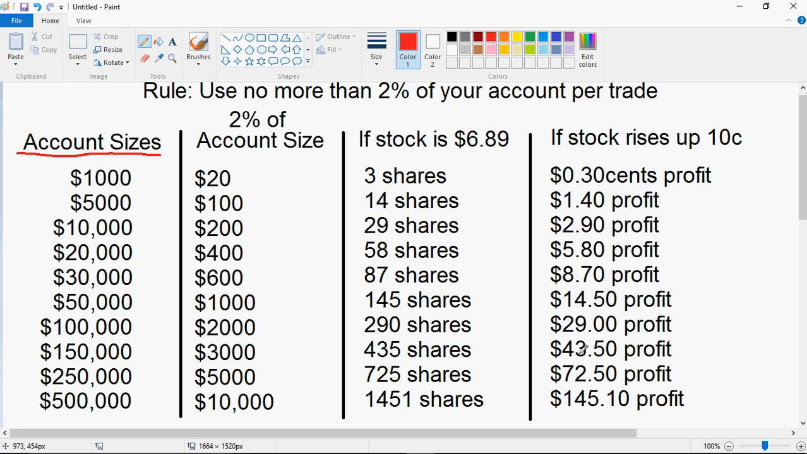But then somebody says, nobody has $500,000. I will explain this in a little bit. Hold it, just relax. Even a $5,000 account, you're not going to make that much profit if you obey this 2% rule. And it's just 2%. If this was 1%, that's even worse.